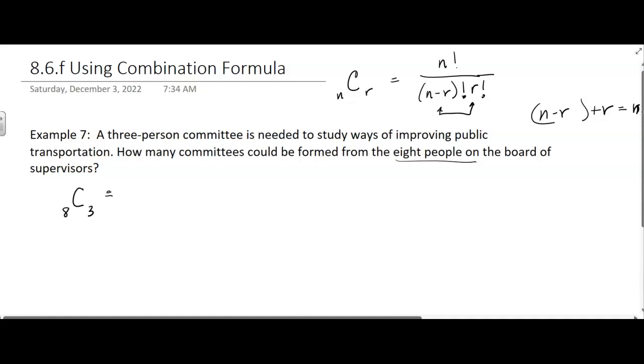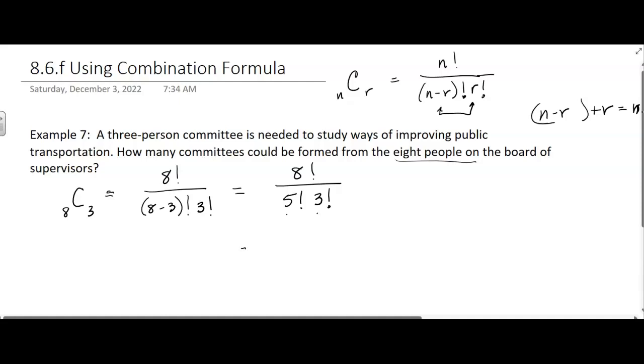So in our formula, we're going to have 8 factorial over 8 minus 3 factorial times 3 factorial, or 8 factorial over 5 factorial, 3 factorial. So remember, that's why I was talking about those two numbers, the 5 and the 3, add up to be the n. Okay, so that might be helpful.